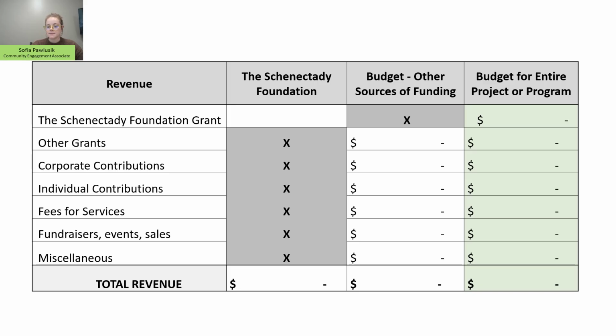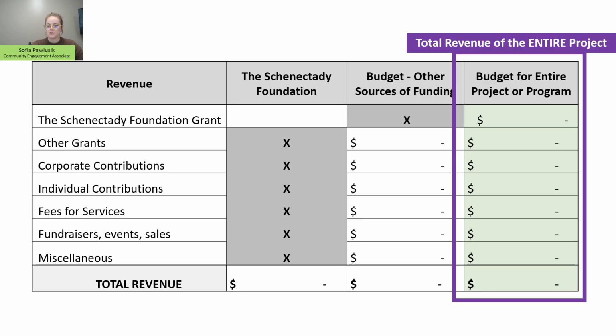The last column is the total revenue of the entire project. This column has formulas entered, therefore, do not enter any data in this section. This will automatically calculate from the second and third columns to give the total revenue of the entire project. Do not enter any amounts in this column.